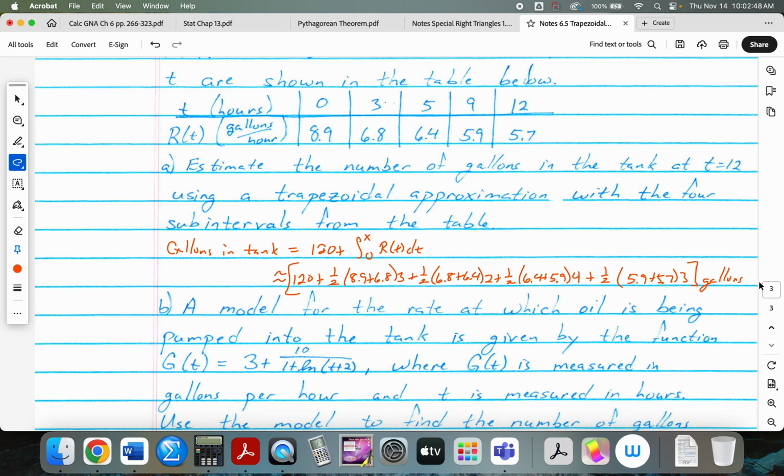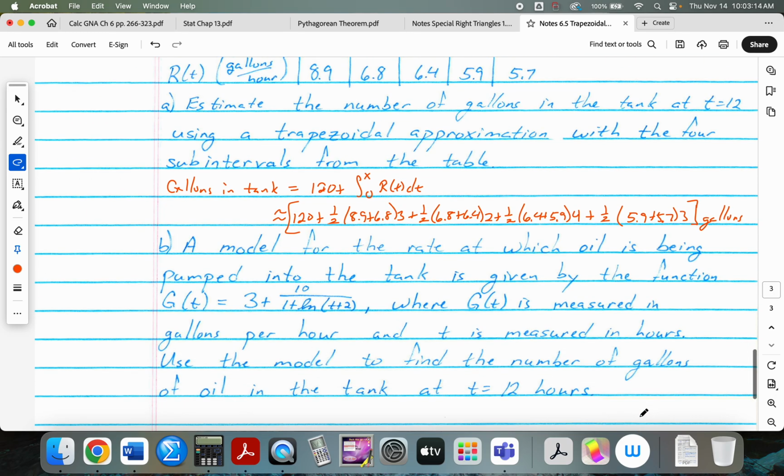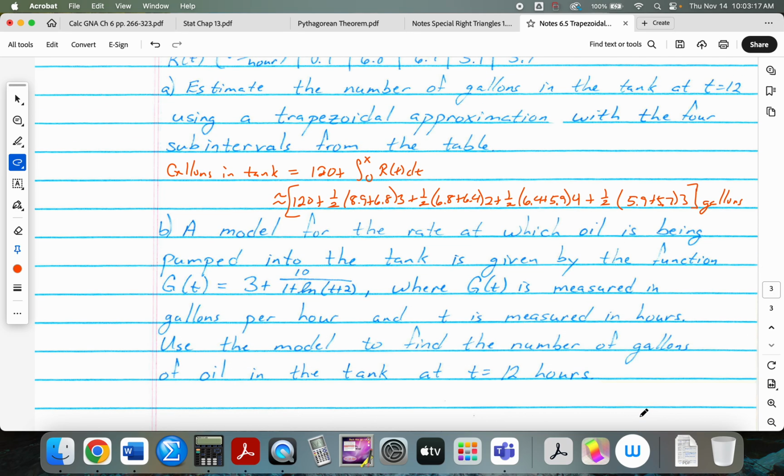And then it tells us that a model for the rate at which oil is being pumped into the tank is given by the function g of t is equal to 3 plus 10 over 1 plus the natural log of t plus 2. You're like, holy cow, who came up with that thing? I don't know. Where g of t is measured in gallons per hour and t is measured in hours. Use this model to find the number of gallons of oil in the tank at time t is equal to 12. Well, so now we're just going to use what we wrote up here.